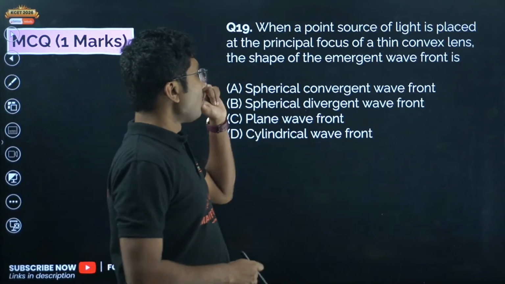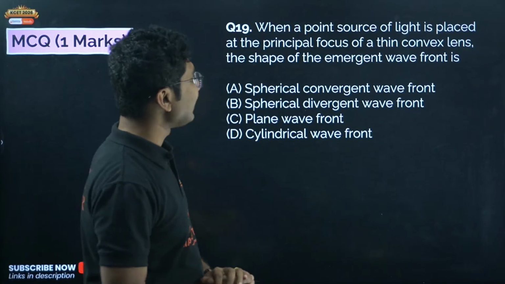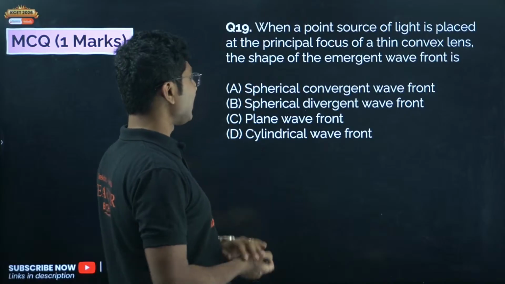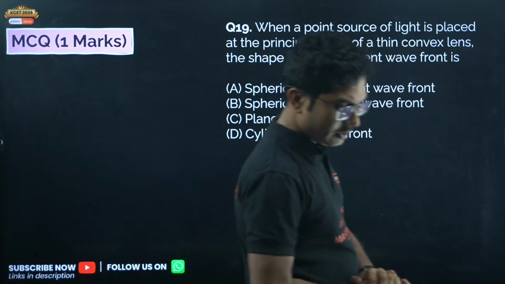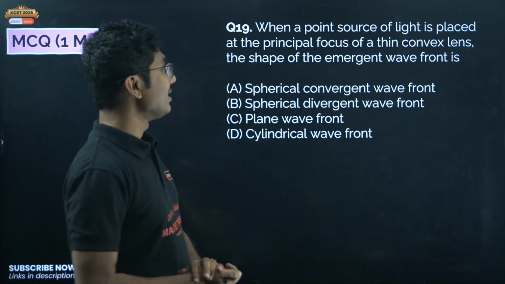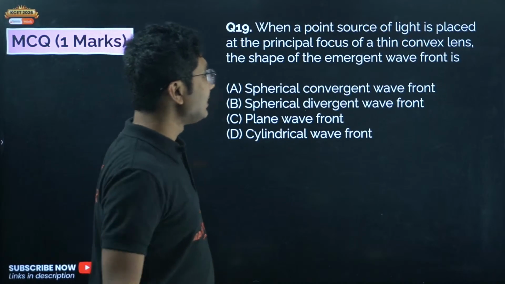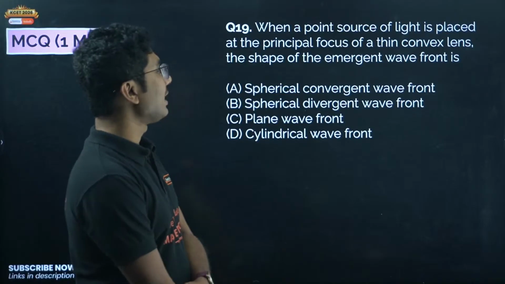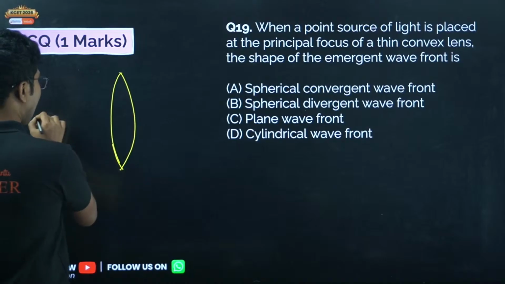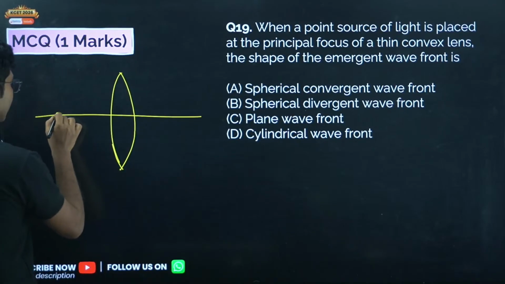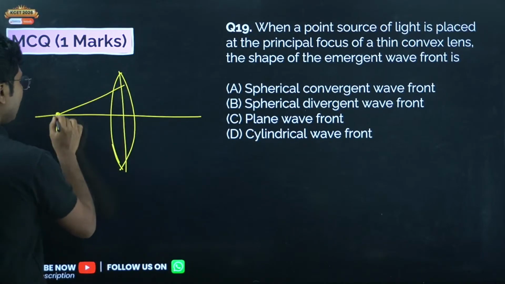Next, when a point source of light is placed at the principal focus of a thin convex lens, the shape of the emergent wavefront is. Yes, 18 was C. Now 19. So here we have a convex lens and a point source is placed at the focus. What is the emergent wavefront?